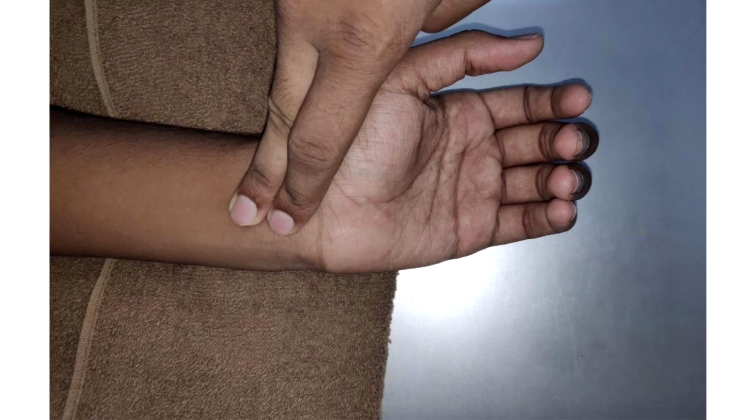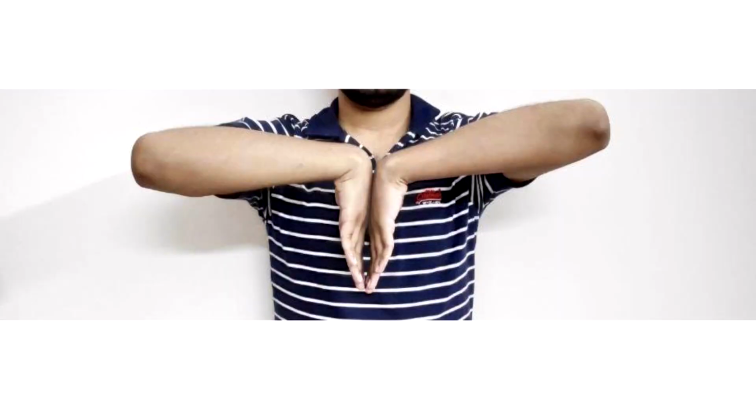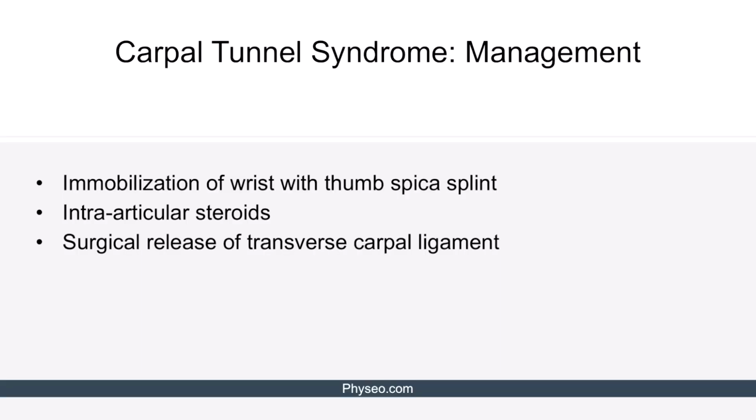Here you see Tinel sign. Percussion of the palmar wrist surface causes tingling of the median nerve distribution, which suggests carpal tunnel syndrome. And this is Phelan sign. 90 degrees flexion of both wrists against one another causes tingling in the median nerve distribution, which is also characteristic of carpal tunnel. It's high yield to know the sequence of interventions for carpal tunnel syndrome.